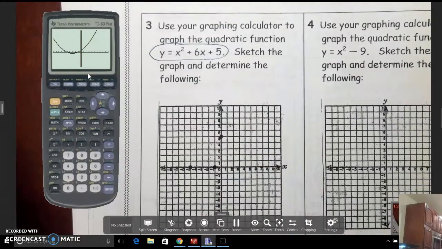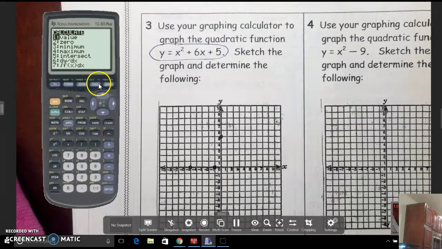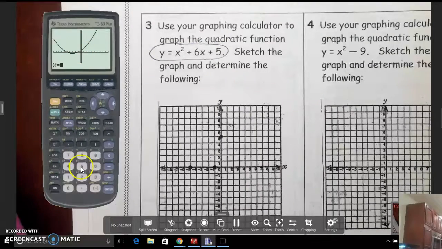So for you to get your y-intercept, we can go back to second calc or second trace. So second trace, and I'm going to go to value, which is 1. So I'll hit 1, hit enter. Well, no, I don't need to hit enter. Okay, so it says x equals, and then it wants you to give the value of x, and then it'll show you what the value of y is. So my y-intercept is always where x is 0, right? Because if it's on the y-axis, x is going to be 0. So I'm going to put in x equals 0.